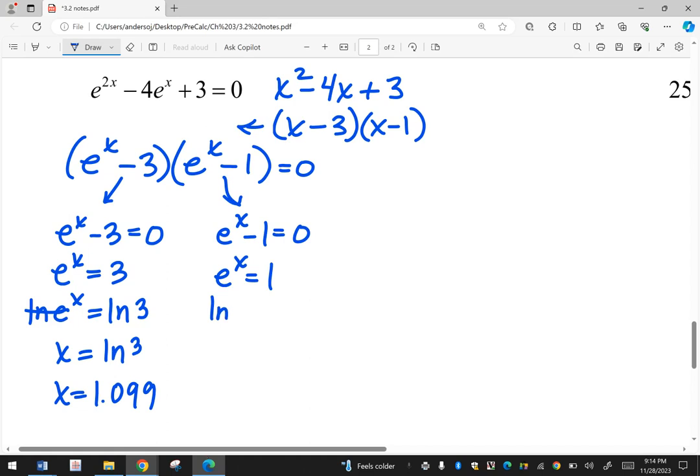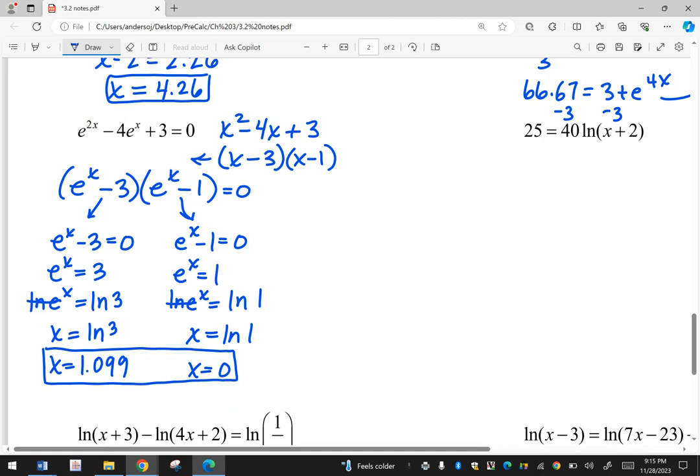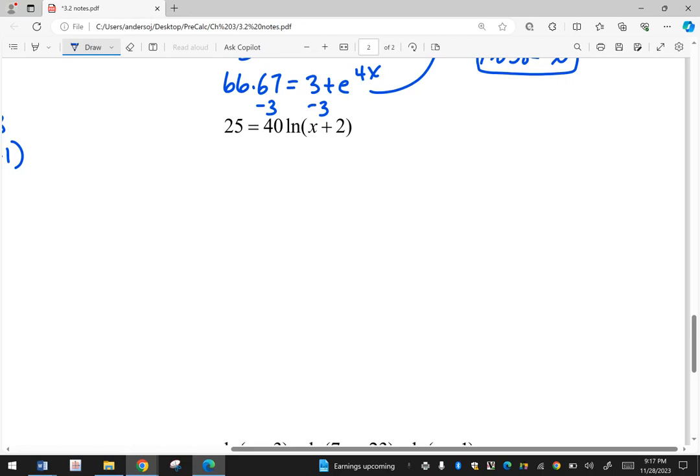So I'll use ln on both sides. Cancels this out. And I have a simple calculator operation. And I get two solutions on this one. So it starts by looking a little bit different than the others, but it's actually very easy to solve.